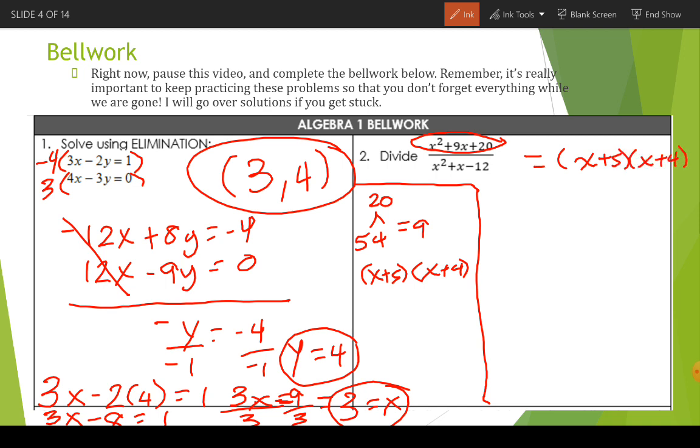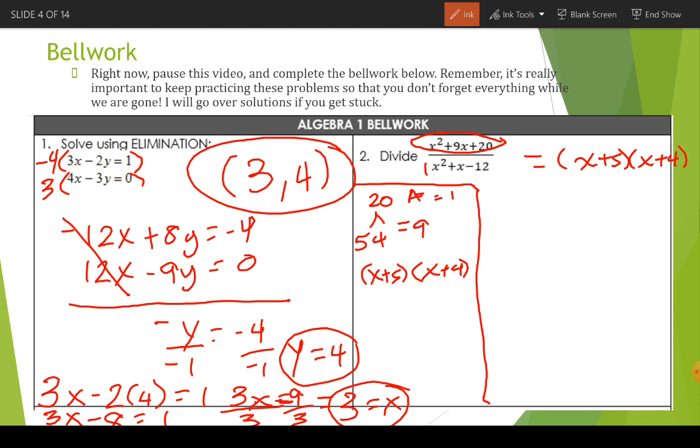We can only do this shortcut because a in our numerator is equal to 1. So when a is equal to 1, then we can jump from our magic numbers straight to our factors, okay? In our denominator, a is also 1, so we can also use the shortcut for our denominator.